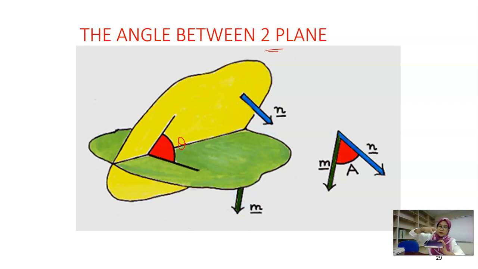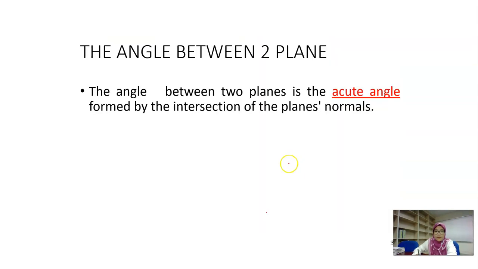Okay, like this. So where's the angle? The angle is somewhere in between the two planes. So how do we consider the angle? We will just take out their normals, n1 and n2. The angle between two planes is the acute angle formed by the intersection of the planes' normals.